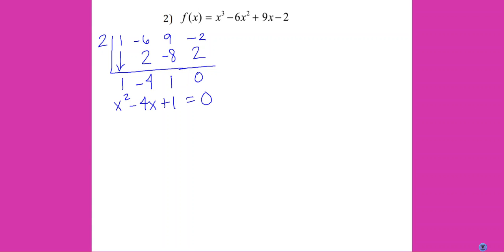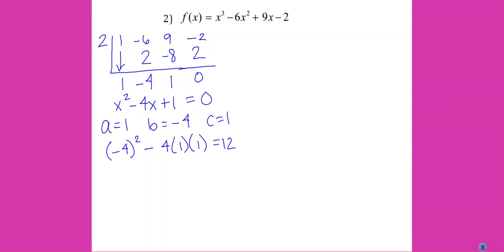So this time I'm going to show you guys it with quadratic formula. Again, you can use either quadratic formula or complete the square. It does not matter. So let's start with our discriminant, b squared minus 4ac. And that gives me 12.